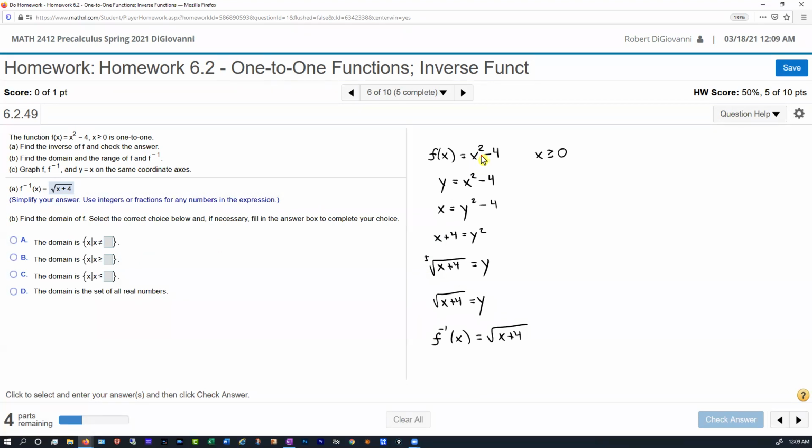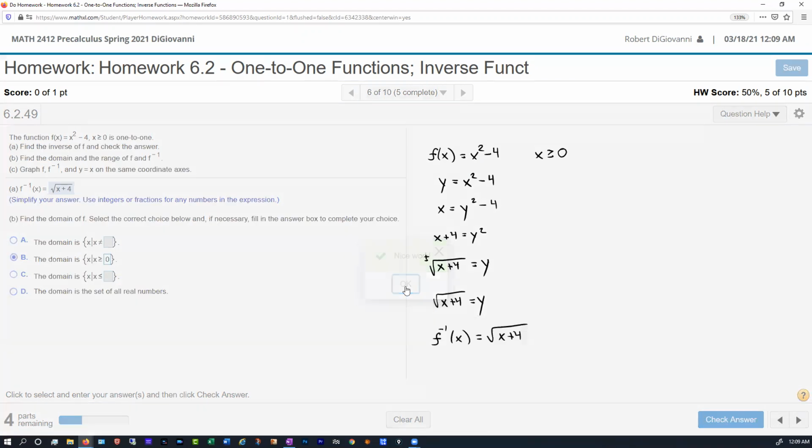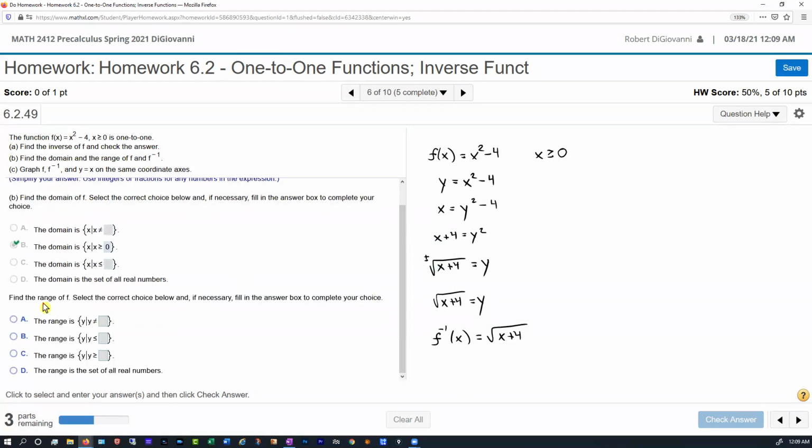So domain of f, here's f, x has to be greater than or equal to 0. We know that because that's given to us. Okay, so find the range of f. I think what would be easiest is if we take this and we just graph it real quick. That's a parabola that opens up, but the minus 4 means it's moved down 4. And now it goes like that. So the domain, sorry, we only want x greater than 0. I apologize. So we only want the right half of this. That way it's one-to-one.